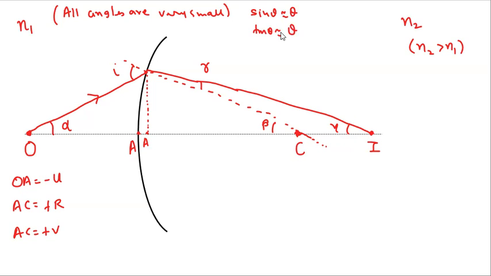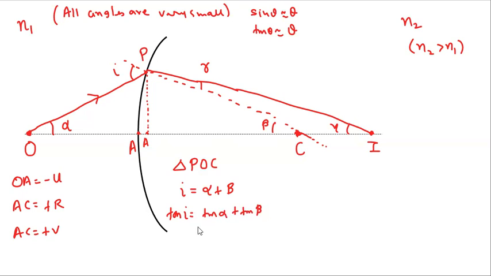Now let us derive the relation between u, v and R and both the refractive indices. Now how will we do it? Okay, suppose this point is P. So in triangle POC, I will be equal to alpha plus beta, because the exterior angle is equal to the sum of the opposite interior angles. So tan I will be equal to tan alpha plus tan beta.